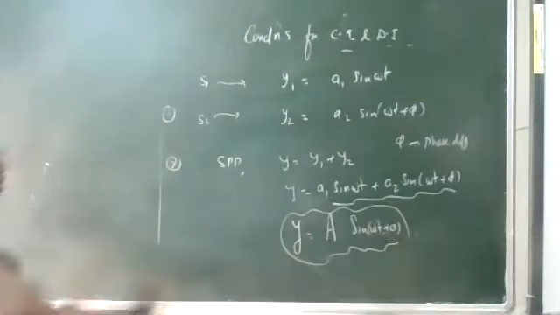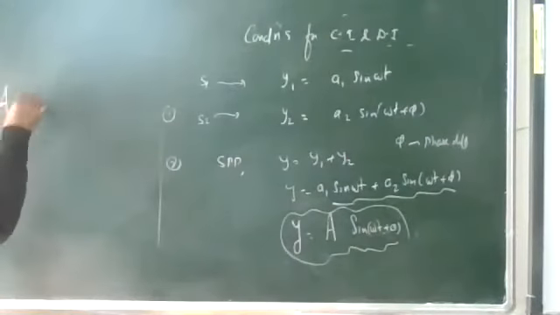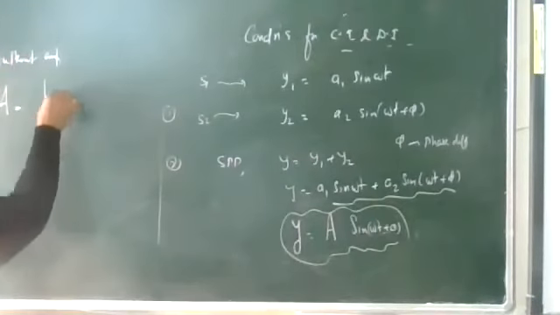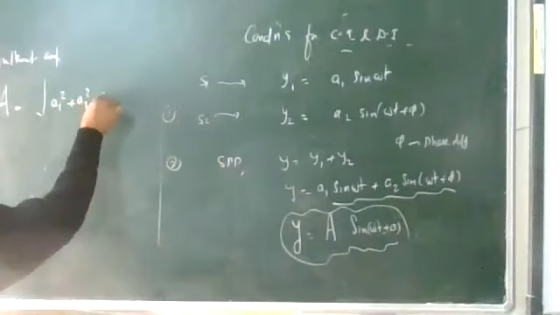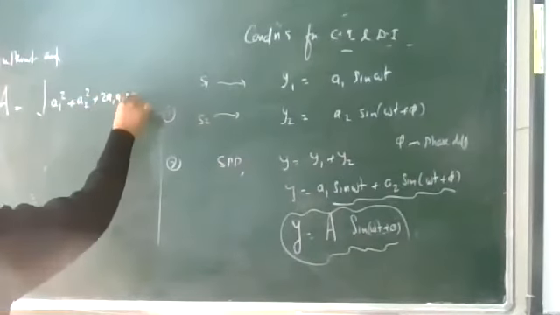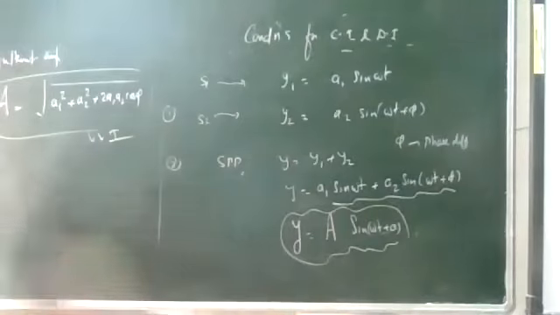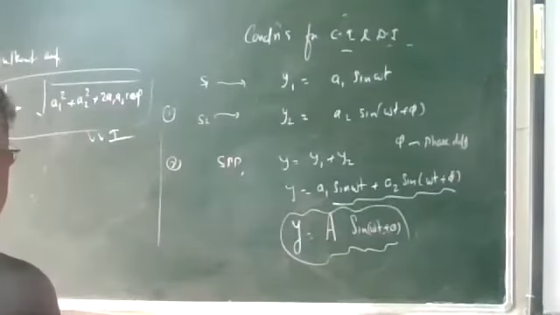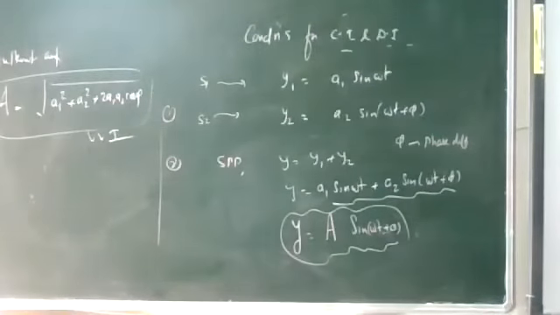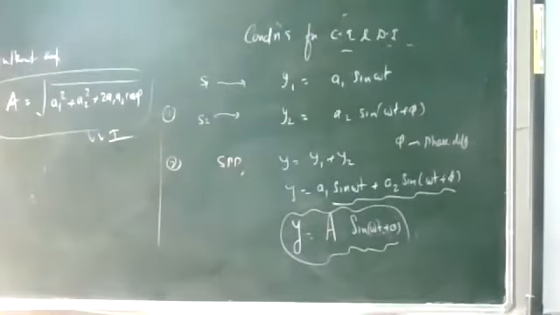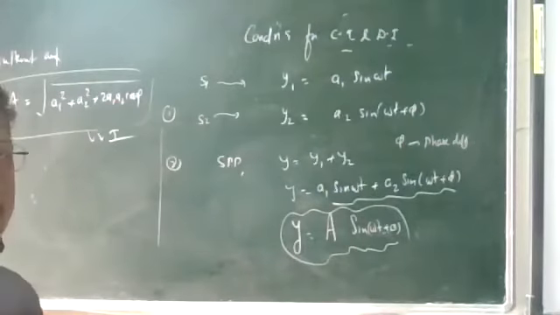The resultant amplitude is given by under root a1 square plus a2 square plus 2 a1 a2 cos phi. This is the most important relation. What is the resultant amplitude? The resultant amplitude A of the wave is under root a1 square plus a2 square plus 2 a1 a2 cos phi.